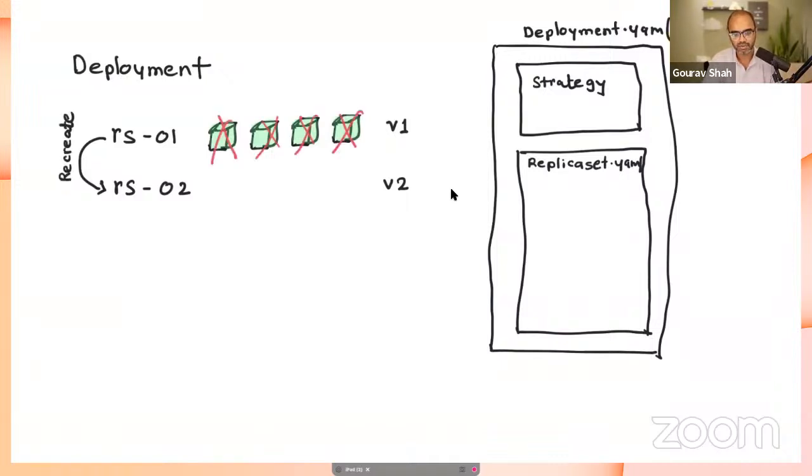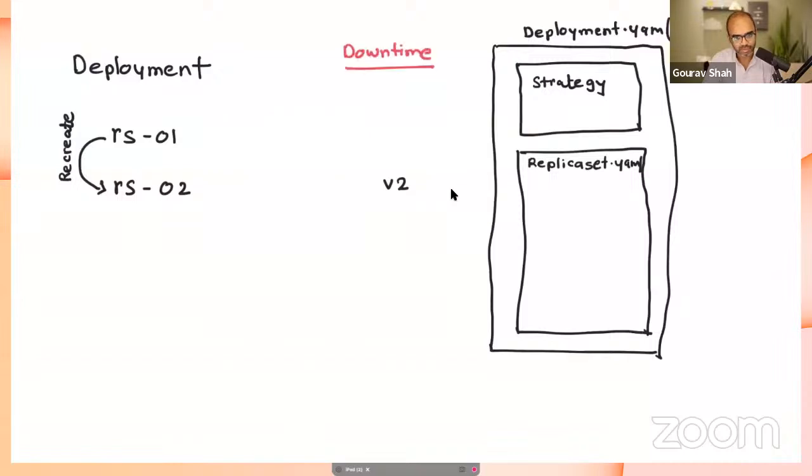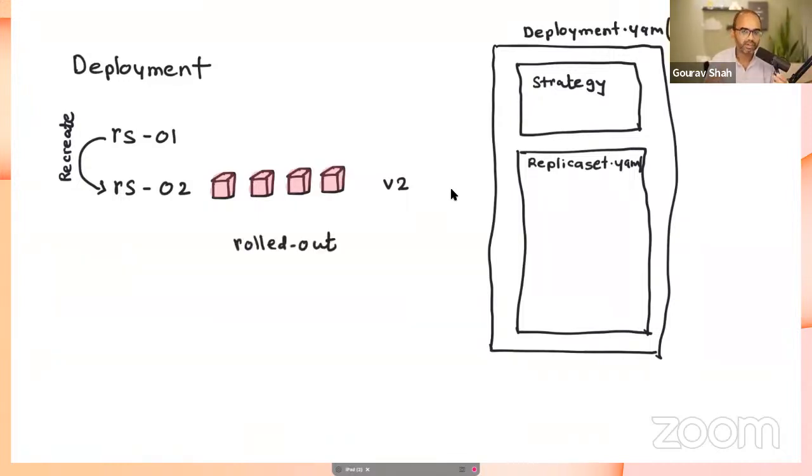If you choose recreate as a strategy, it's simple. It just brings down everything. There will be a downtime, and then it brings up everything again in the new replica set. So that is the one with the downtime, and kind of an extended downtime, you may call it, because it's going to bring down everything, and then there will be a downtime, possibly visible to the customers as well. And then it will bring up everything, and then you'll have the new version rolled out. This is the recreate strategy.